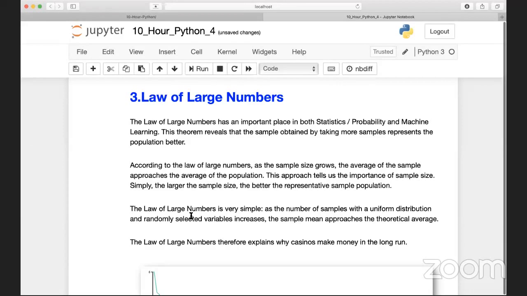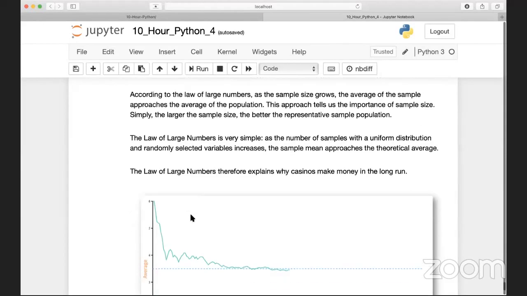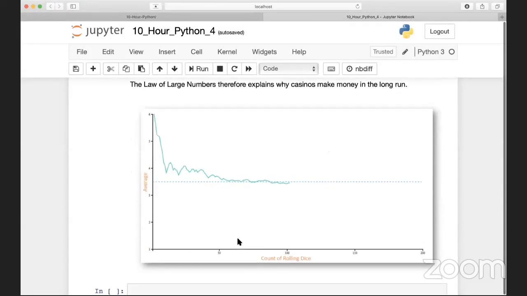So we need more and more samples to represent the population. All right. So the thing is, the larger the sample size, the better the sample represents the population. In this plot, what you see is the count of rolling a dice. As you increase the number of dice you rolled, you are getting closer to the population mean.